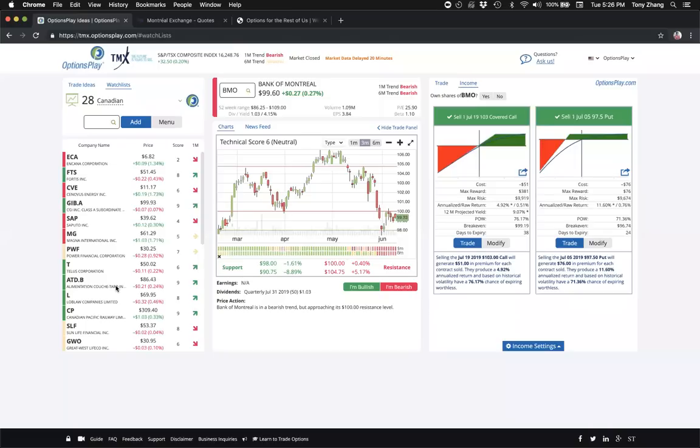Ash, does Options Play ever recommend European-style options? So Options Play only shows you options that are available. So the TSX, or the Montreal Exchange, lists the options. They choose whether an option is European or American style. So for Canadian options, all equity options are American style. All index options are European style. So we don't get to choose that.